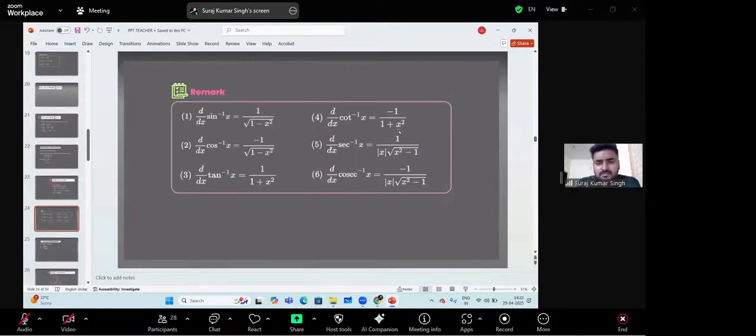Okay, some remarks we should also tell the students about the derivatives of sine inverse x, cos inverse x, tan inverse x, cot inverse x, and cosec inverse x. For the Mains preparation, these are all basic concepts, and they should learn them orally and give the answer very fast. What should be the derivative?